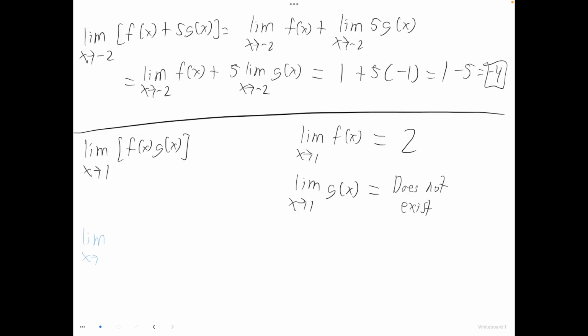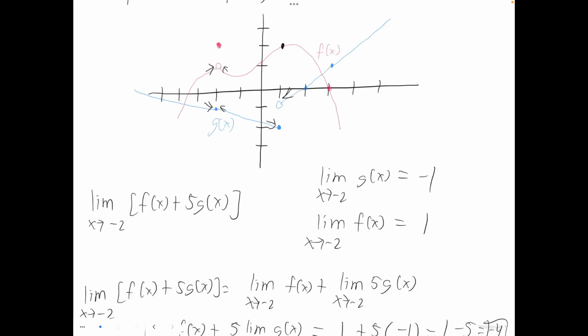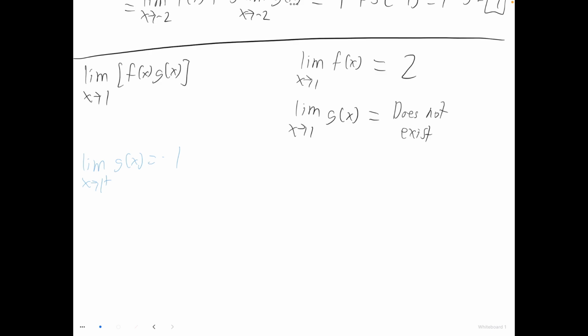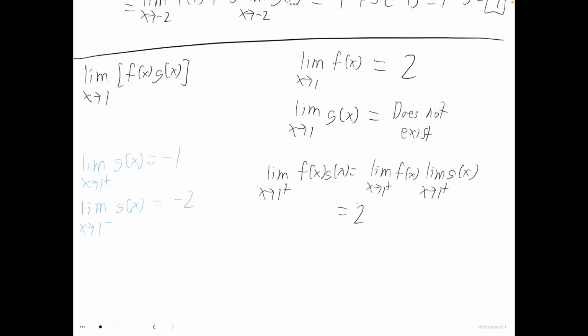So if we approach from the right one of g of x, in the graph we saw that went towards negative 1. And if we take the limit as x goes towards 1 from the left of g of x, we get minus 2. And so now using our limit properties, we have the limit as x goes to 1 from the right of f of x times g of x. So the limit as x goes to 1 of f of x times the limit as x goes to 1, both from the right of g of x, which f of x goes to 2, and g of x goes to minus 1, so we get negative 2 here.